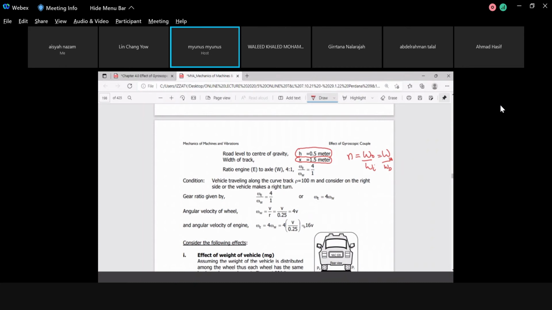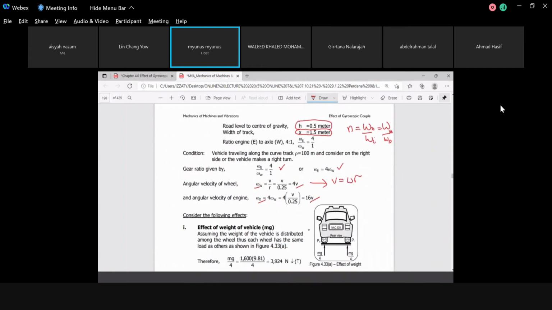So the gear ratio is given, or in other words, this one is the angular velocity of the wheel. This comes from the equation v equals omega r for both. So you have omega wheel equal to 4 velocity, and omega E is equal to 16 velocity, 16 multiplied by v, where v is the velocity. So our aim now is to define the velocity.